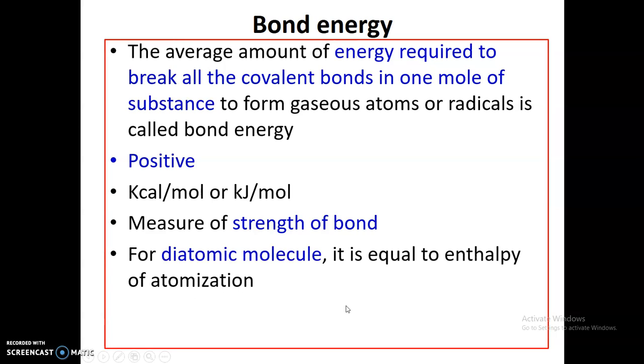For diatomic molecules like hydrogen, that is H2, and chlorine, that is Cl2, the bond enthalpy or bond energy is equal to the enthalpy of atomization. And enthalpy of atomization is the amount of energy required to break the chemical bond between two atoms in a diatomic molecule. It is to break the bond between two atoms to form atoms or radicals.